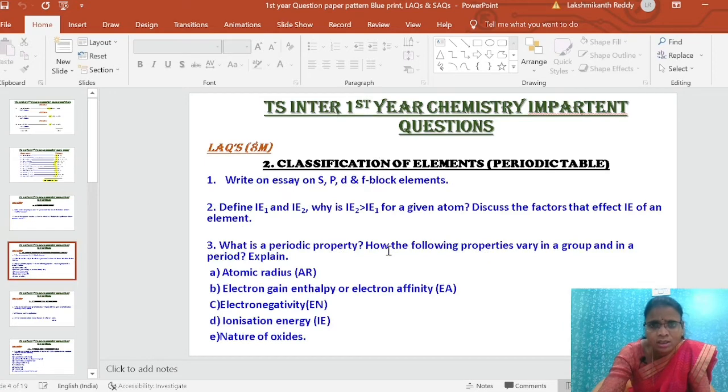Okay. The next chapter, classification of elements. We can expect three long answers. First one, write s, p, d, f block elements. Then second one, ionization potential: why I2 is greater than I1, so explain the factors affecting it. Next, what is a periodic property? How does it vary in periods and groups? Okay.